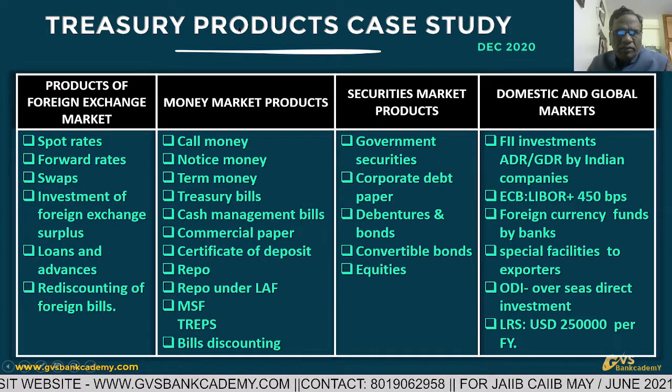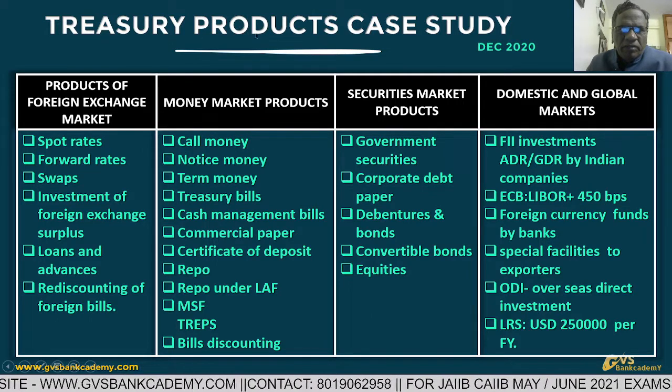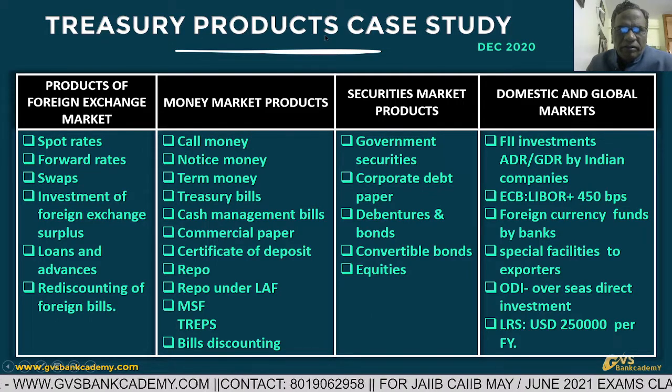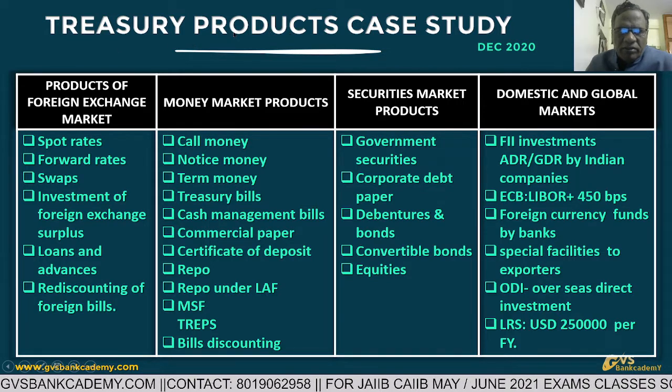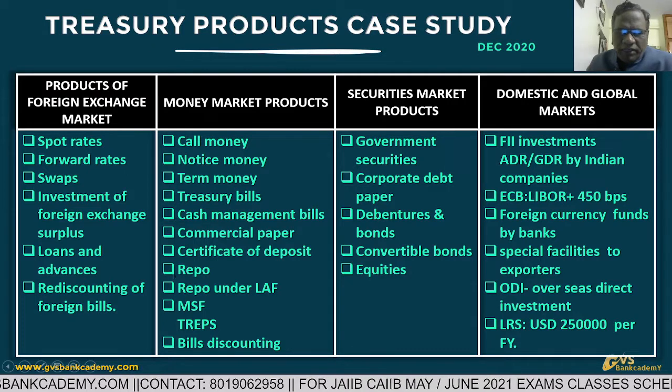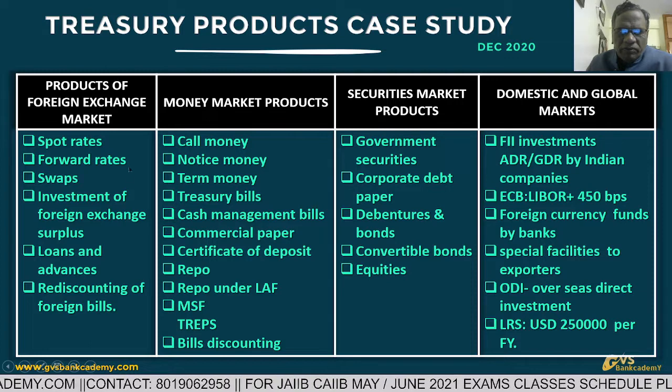Treasury is a centralized function. Treasury investments appear in the bank balance sheet, schedule number 8. Treasury products means treasury dealings. Normally, the integrated treasury in our banks deals with these products. What are these? We will see one by one.